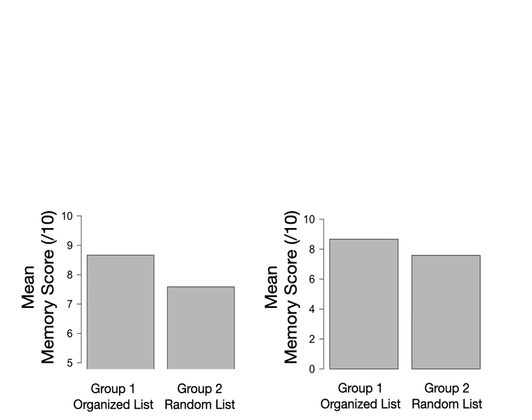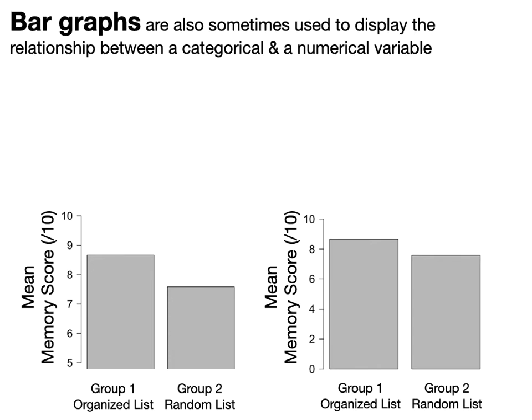Okay, and so here's a couple of options for how to graph this information. So these are bar graphs, and on the y-axis, I'm plotting a single mean memory score for each of the groups in the experiment. And on the x-axis is just the categorical variable of which group were the students in. Were they in group 1, the organized list group, or group 2, the students that got the random list? Okay, so I'm using bar graphs again. And I'm plotting a mean, a descriptive statistic for each of the two groups.